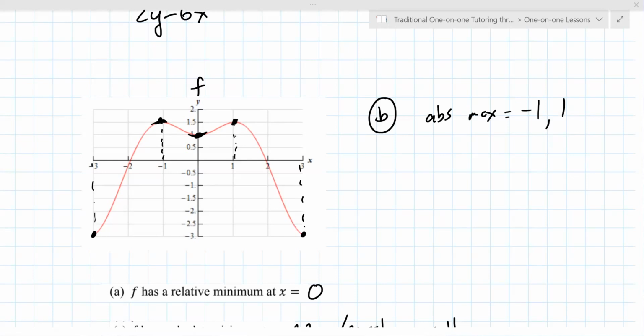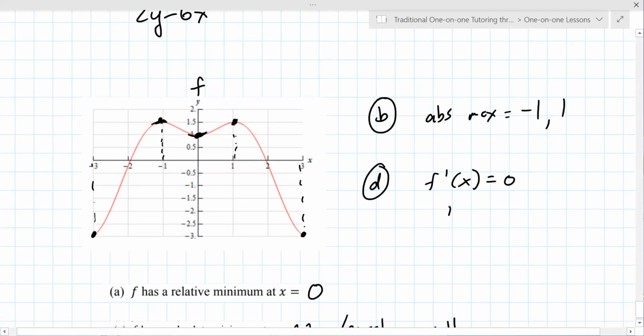Okay, so the next question is asking, f prime of x is 0 at x equals what? When f prime of x equals 0, this corresponds to a horizontal tangent. So you're looking for places where there's a horizontal tangent. Another way to say it is usually where there's a min or a max.